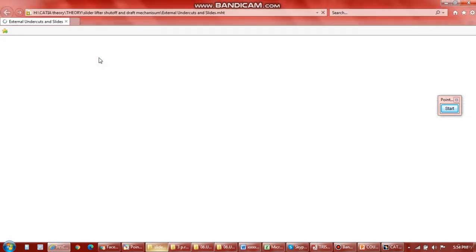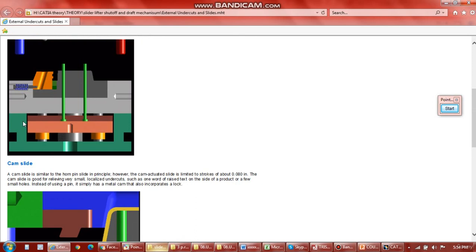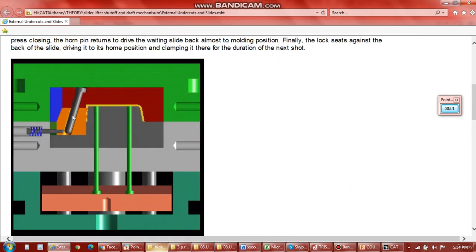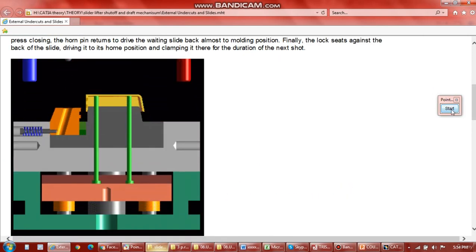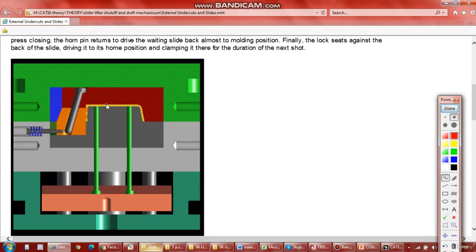Now, undercuts. If you see here in this video, this yellow color is your part. Now if you see, this is your cavity side and this is your core side, because this is the B side and this is the A side. The A side will always be in the cavity, and this is the pin, and this is actually the slider.